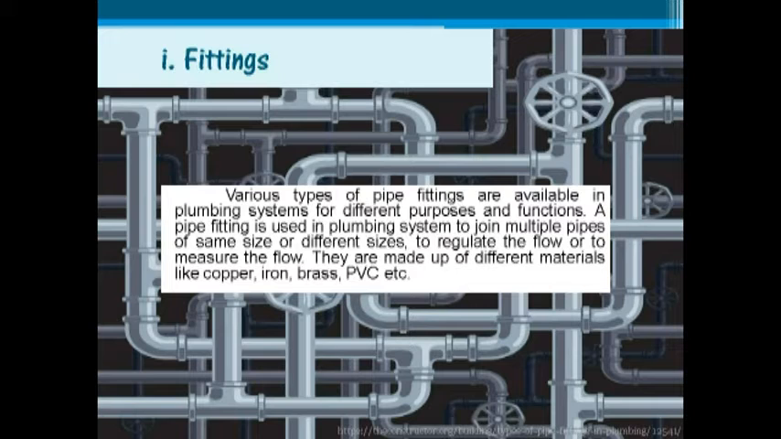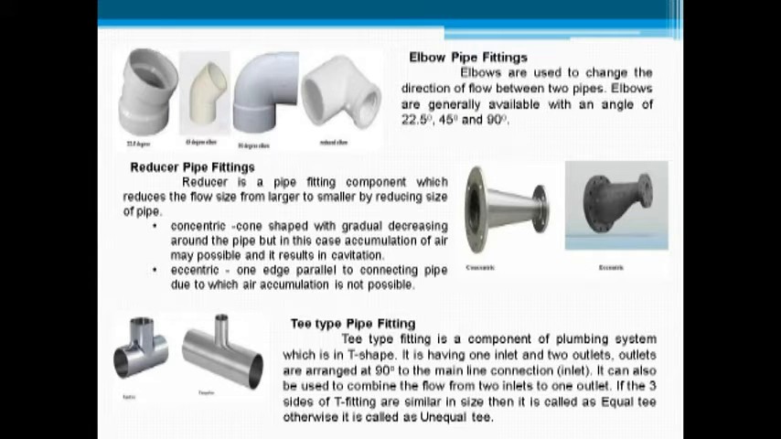Fittings. Various types of pipe fittings are available in plumbing system for different purposes and functions. A pipe fitting is used in plumbing system to join multiple pipes of same size or different sizes, to regulate the flow or to measure the flow. They are made up of different materials like copper, iron, brass, PVC, etc. Proceeding, we have the types of pipe fittings in plumbing system.